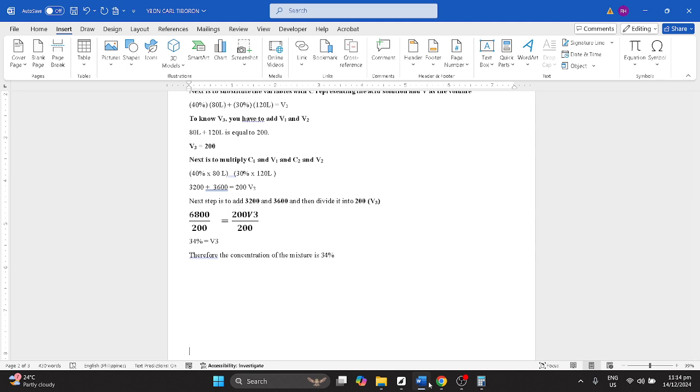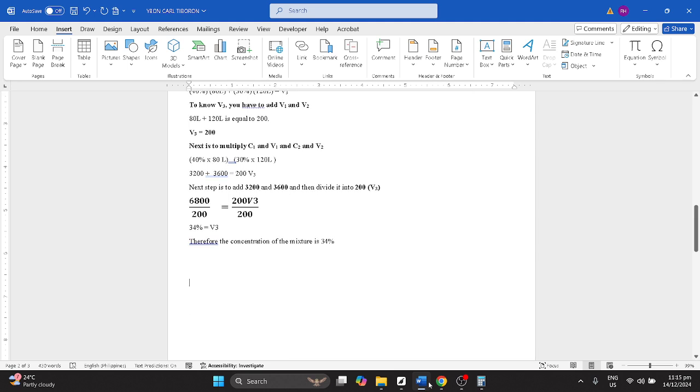If we cancel out 200 from V3, then divide 680 by 200, we come up with 34%. Therefore, the concentration of the mixture is 34%. If you add these two variables together, the acid concentration and the volume, the total concentration of the mixture is 34%. And that's how I found the answer for the mixture problem.